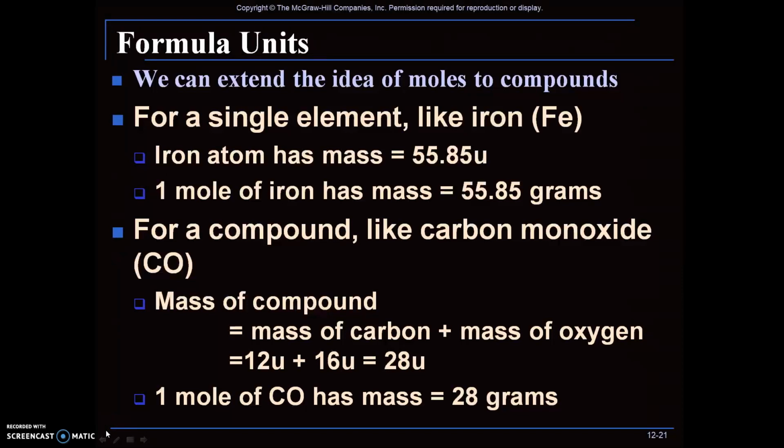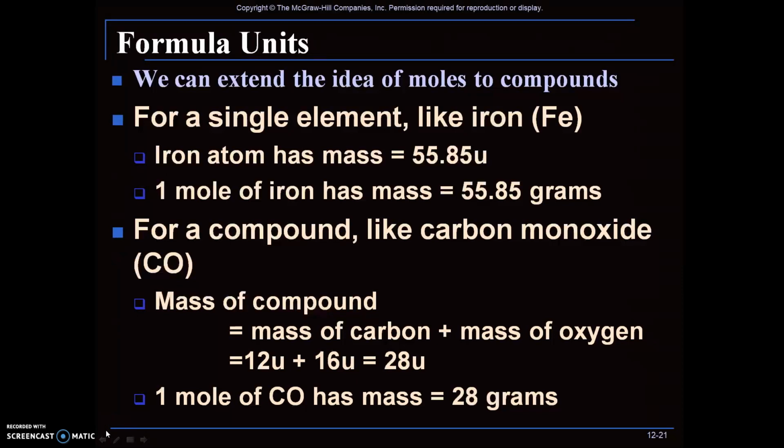For a single element like iron, an iron atom has a mass of 55.85 units. 1 mole of iron has a mass of 55.85 grams. So this is how we express 1 mole: 1 mole means its atomic mass expressed in grams. So 1 mole of iron is 55.85 grams.